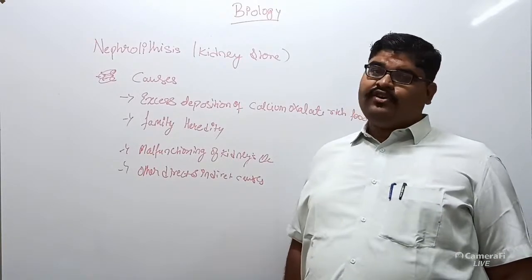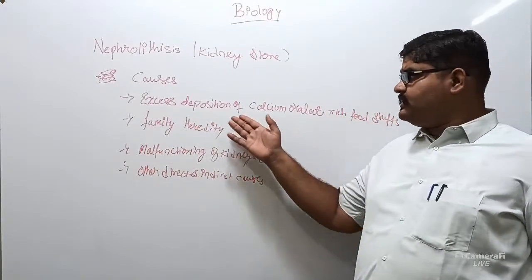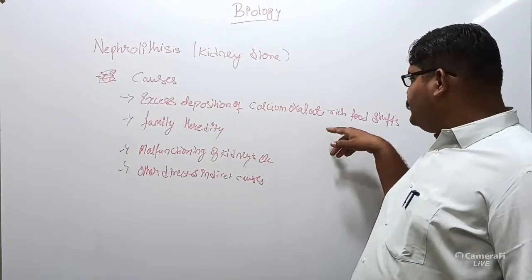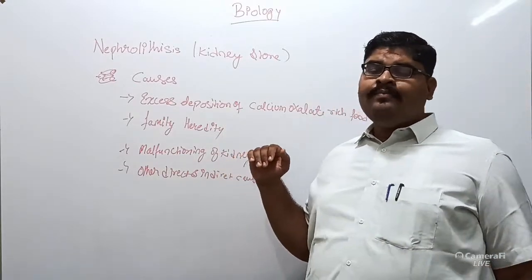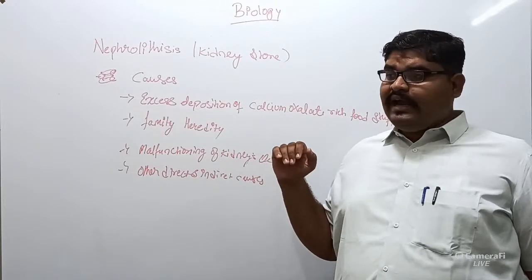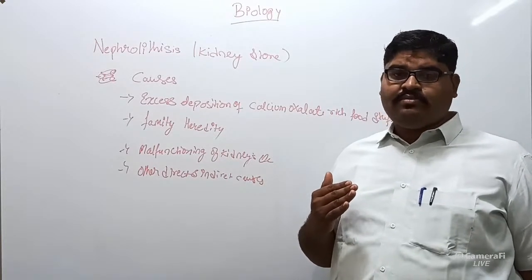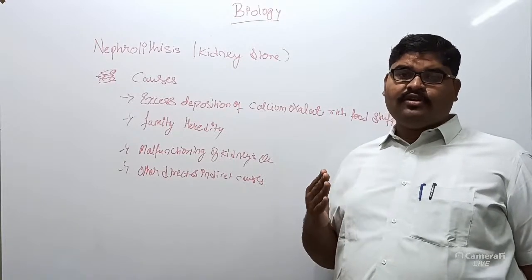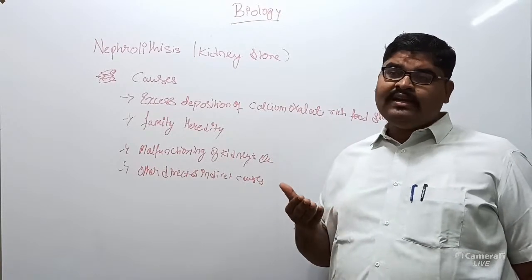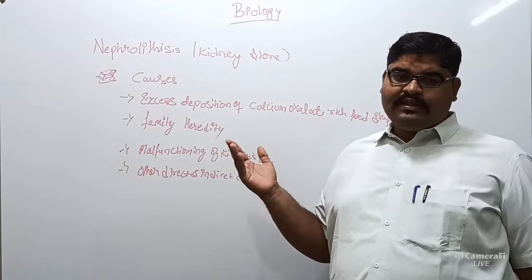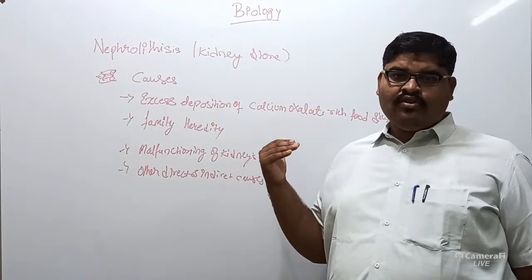So what are the main causes for this renal calculi? Excess deposition of calcium oxalate, due to excess consumption of calcium oxalate rich foods. Whenever you suffer with renal calculi, you go to a physician or urologist, and he suggests you not to consume some food items, like spinach, tomatoes, cashew nuts and all those, because they are very rich in calcium oxalate, they can once again cause you the deposition. So they ask you to avoid the consumption of these calcium oxalate rich food materials.